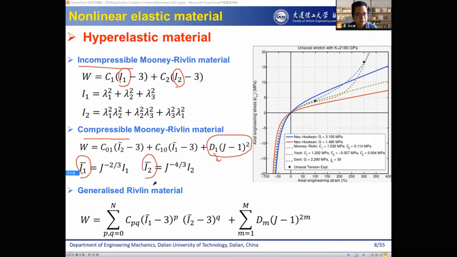Okay, and for the compressible material, we also have the first and second invariants with the volume change eliminated. And with this we have two terms. We have two terms, but we can have more terms. And if we have more terms, we can derive the more-term Mooney-Rivlin material from this generalized material model, from this generalized equation.